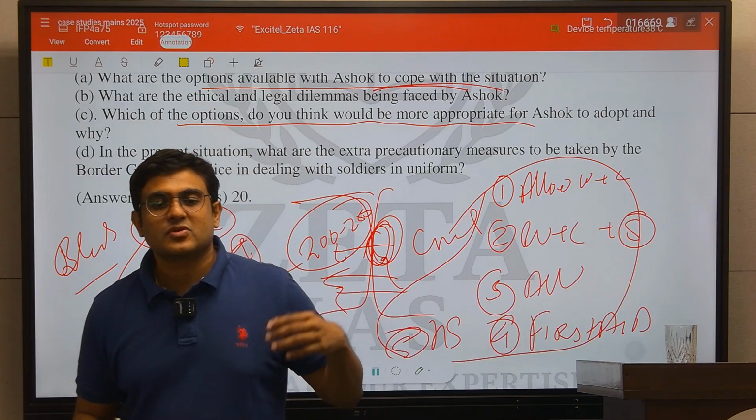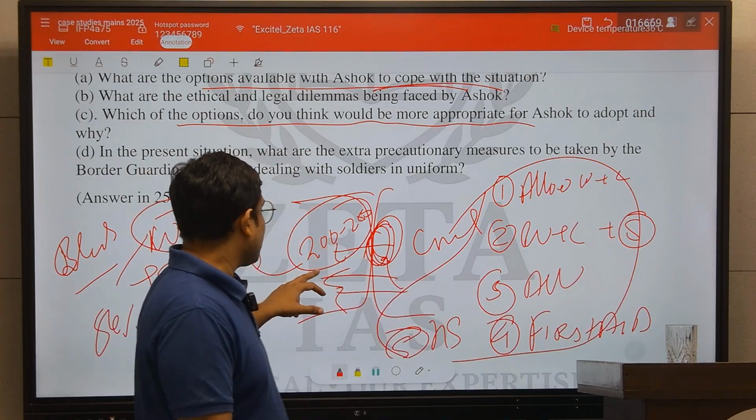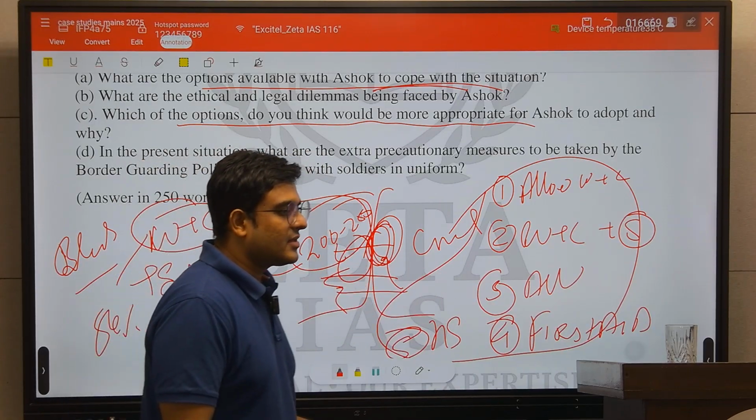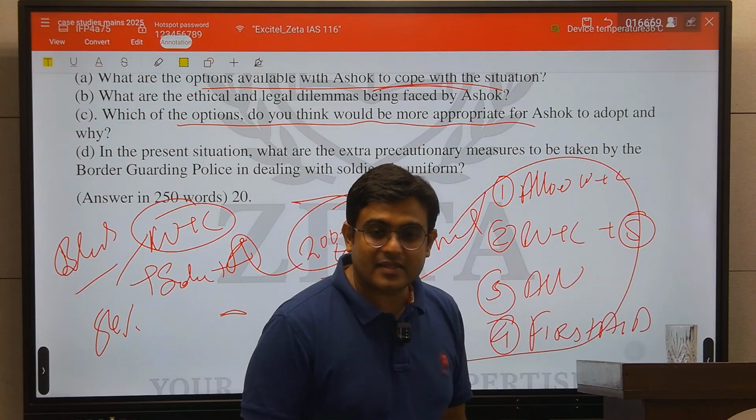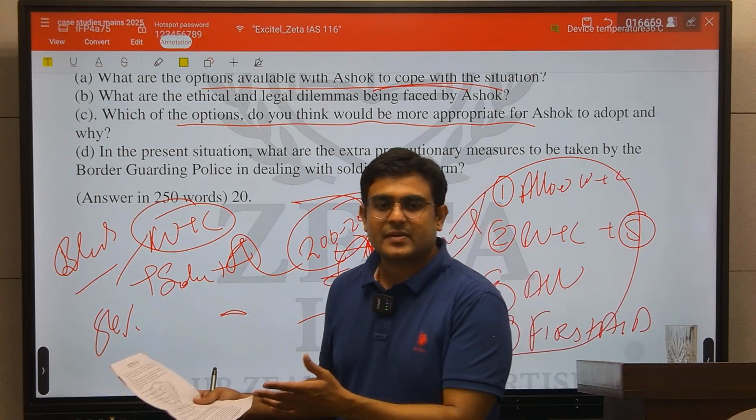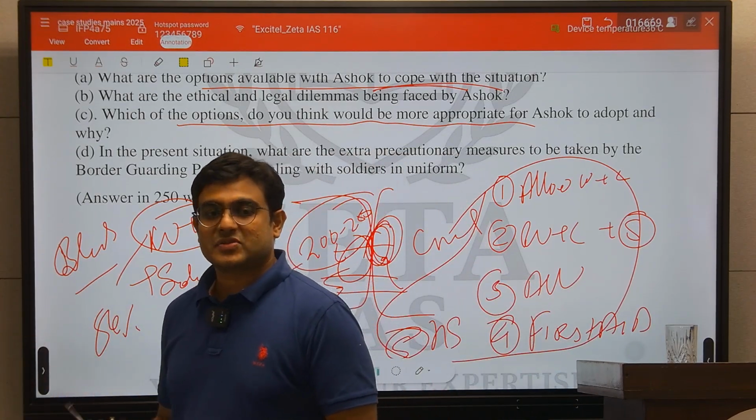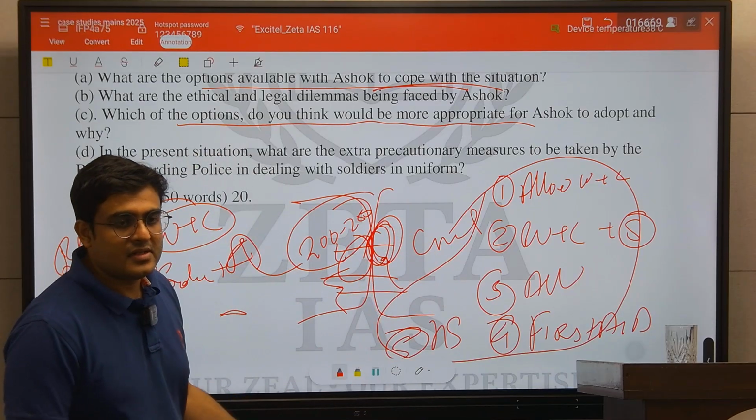Then if you don't save them, people on the Indian side of the border, the indigenous people there, may get angry that you are not saving them. Most of them are also related. So that way you should allow them all.